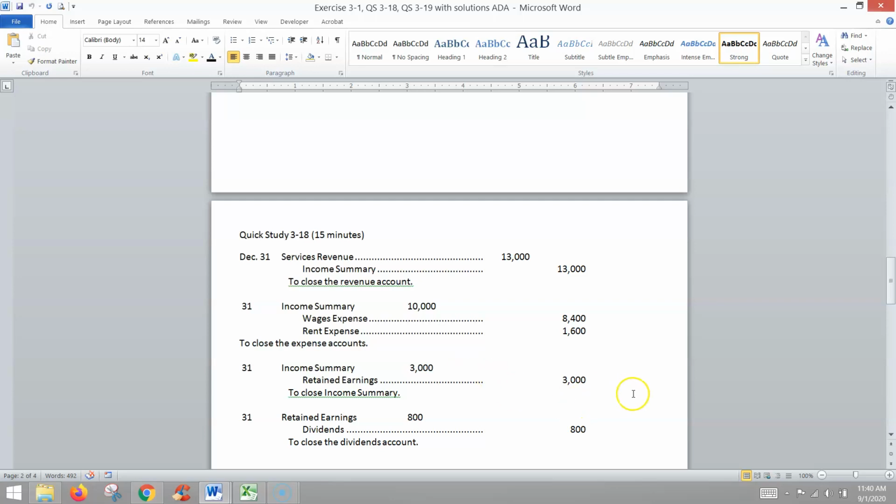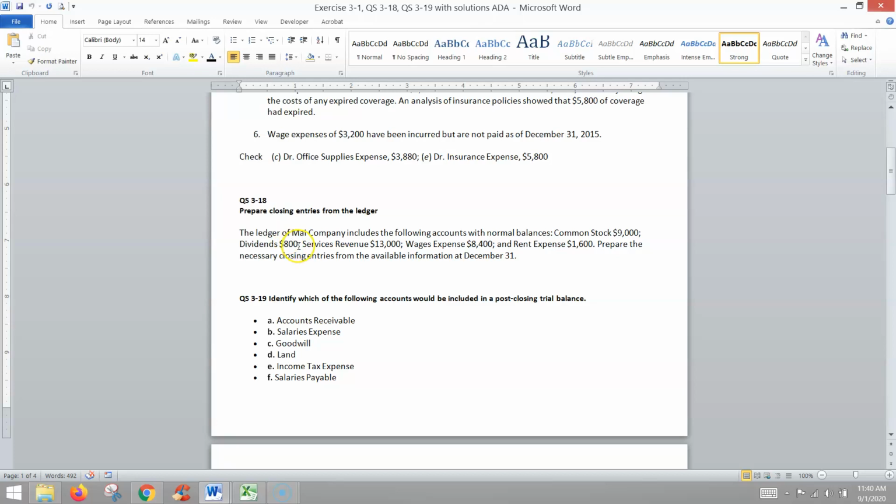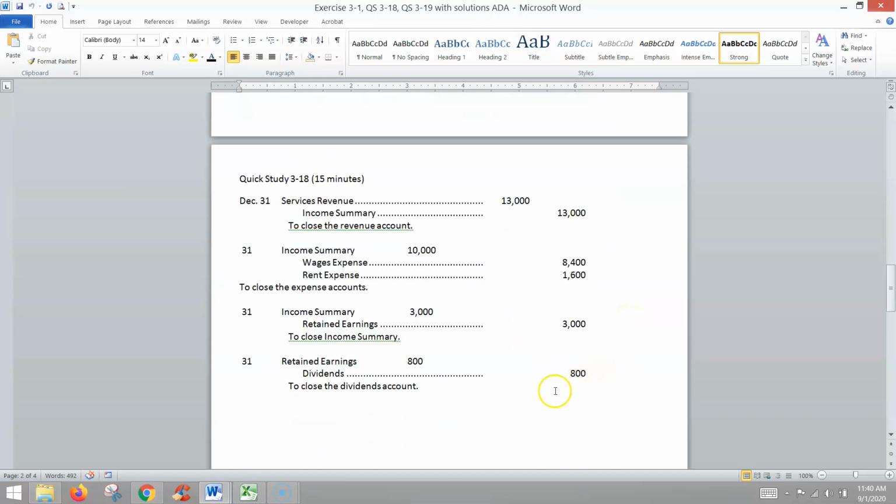And the last closing entry is to close dividends. It tells us that dividends are $800. Dividends are a debit balance. So to close them out, we're going to credit the dividends account. Again, we want to zero it out, and we're going to debit retained earnings. That's reducing the retained earnings. So if you remember on the statement of retained earnings, the 2 adjustments that we make, start off with beginning retained earnings, we add net income, and we subtract the dividends, and that gives us our ending retained earnings.